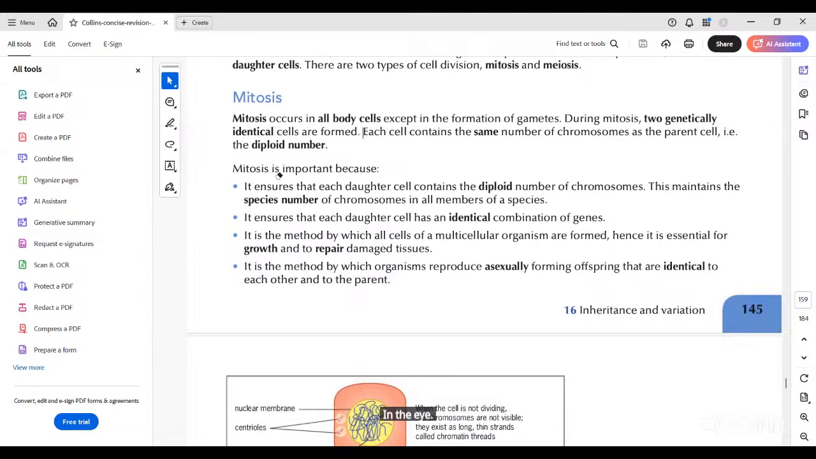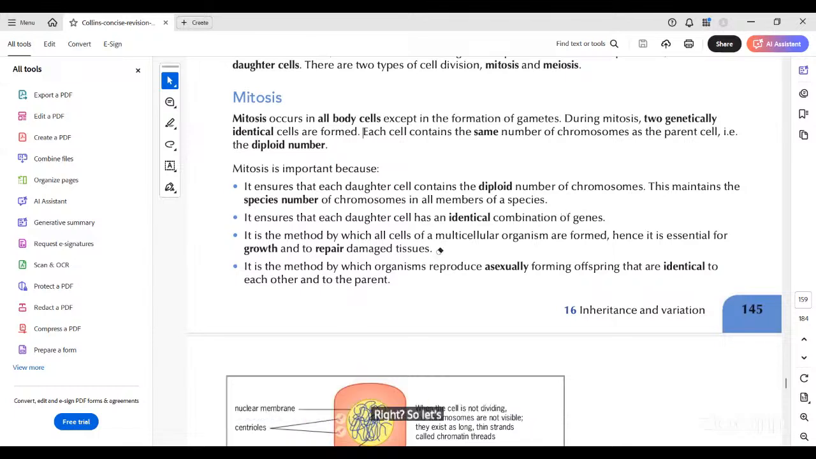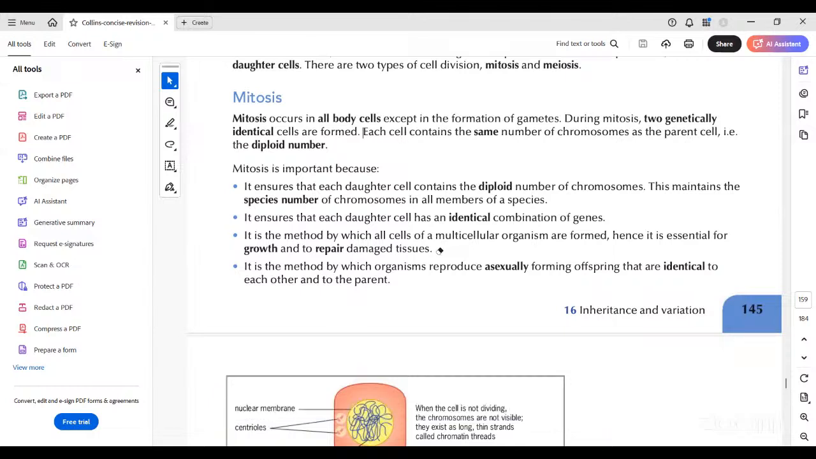Why is mitosis important? It's important to ensure that each daughter cell contains the same diploid number of chromosomes, that is the 2n number, because this maintains the species number of chromosomes in all members of the species. So let's say we are going to make a community of 30 Douglas. All of the Douglases must have how many chromosomes? 20. Remember, 20.